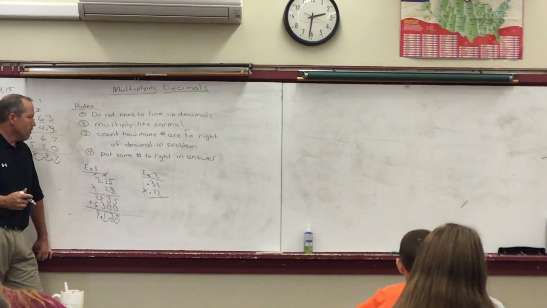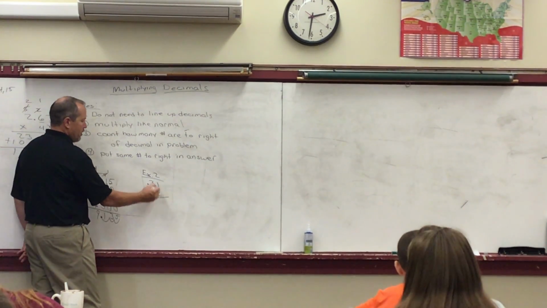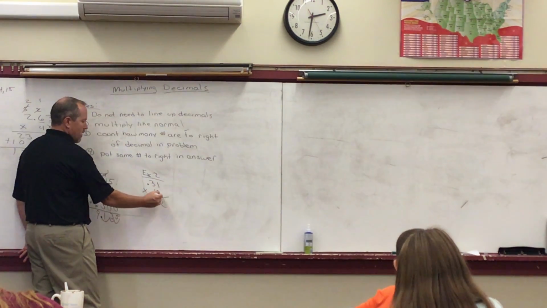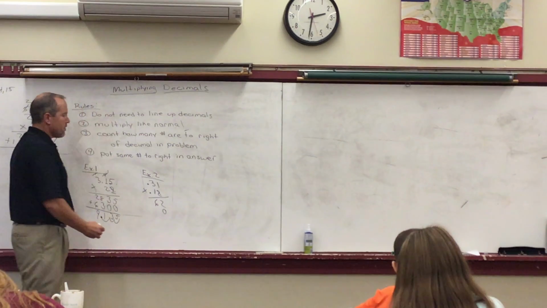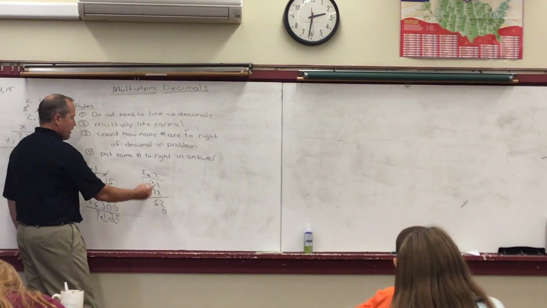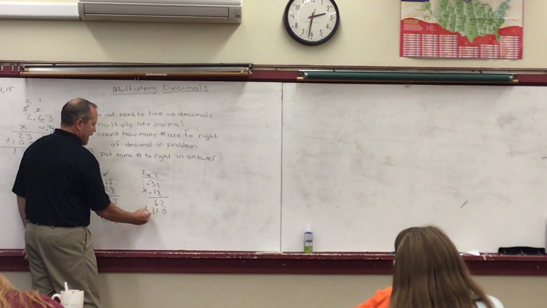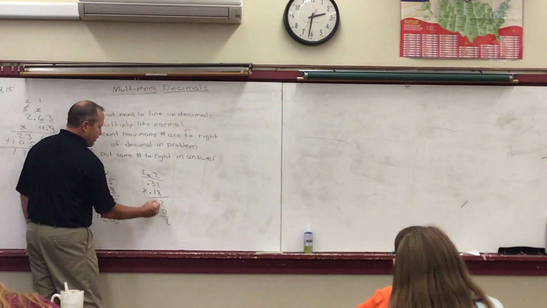So now we're going to multiply like we normally would. 2 times 1 is 2, 2 times 3 is 6. Cross out the 2, put a 0 in its place. 1 times 1 is 1, 1 times 3 is 3. We add them up. 2 and 0 is 2, 6 and 1 is 7, 3 and nothing is 3.